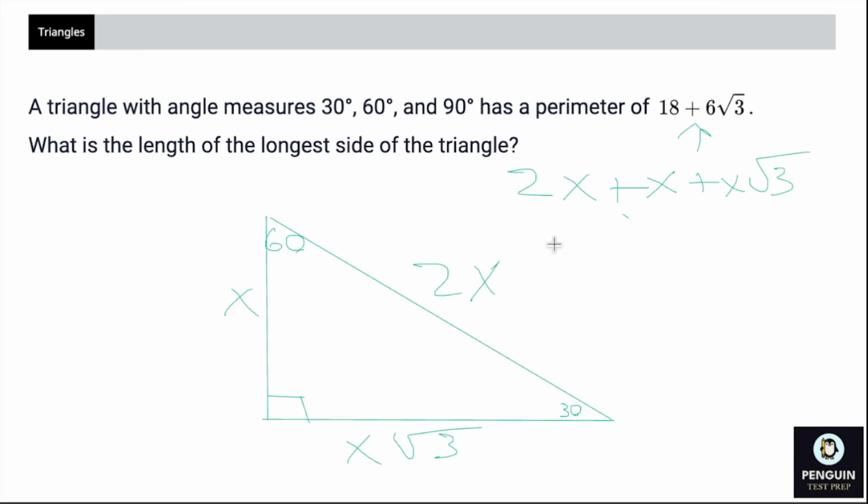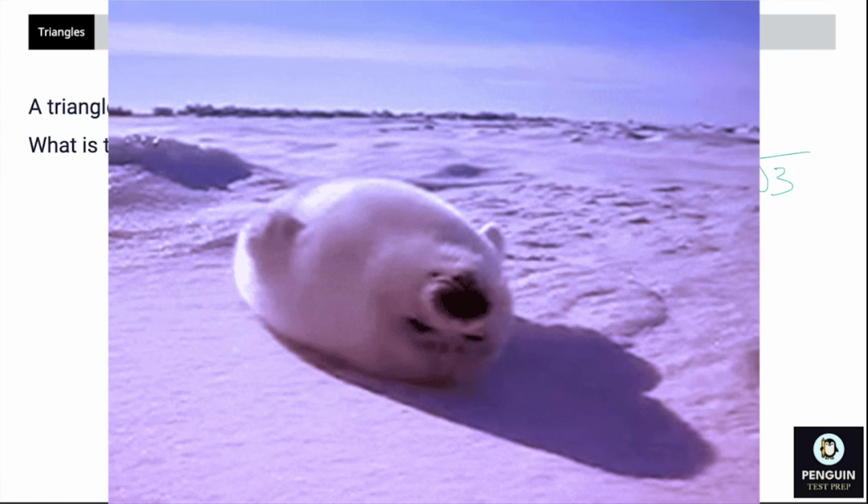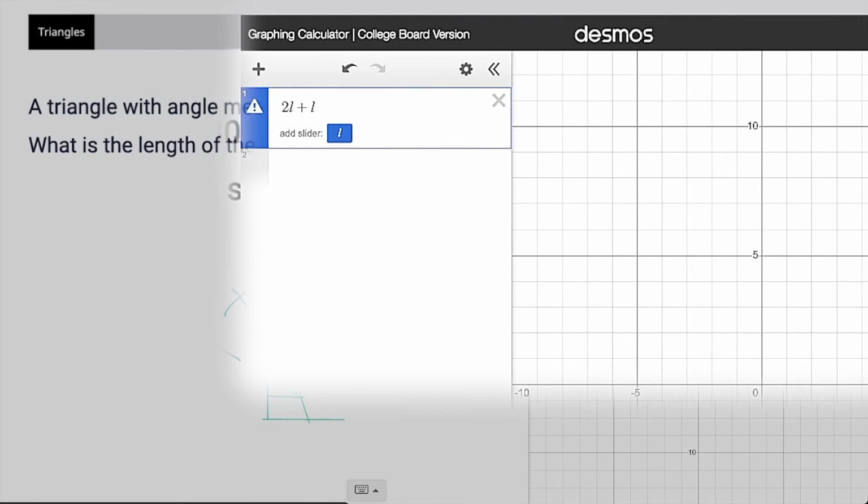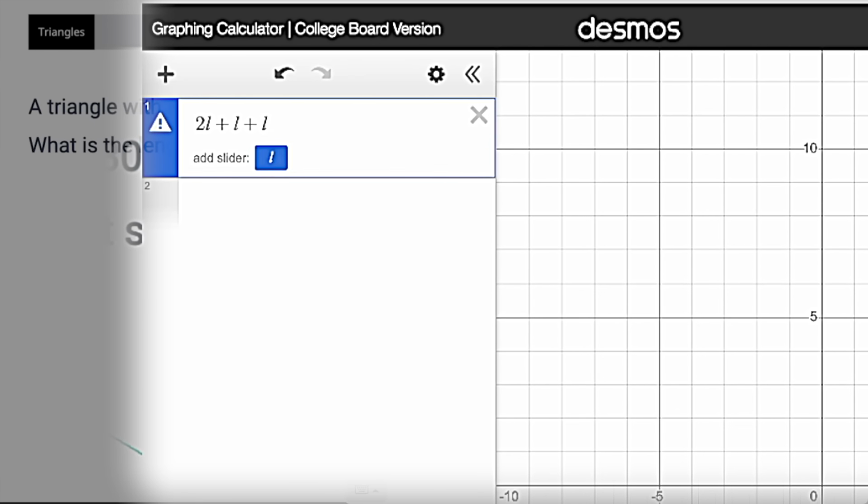Now, at this point, we realize we just solve for x and then we plug in 2x and we get our answer. So let's be lazy and get Desmos involved. And instead of using x, I'm going to use L for long. The reason being is we can be even lazier and just get an answer. I'll show you what I mean. So we had 2x, so 2L plus L times the square root of 3, and this is all supposed to be equal to 18 plus 6 root 3, right?